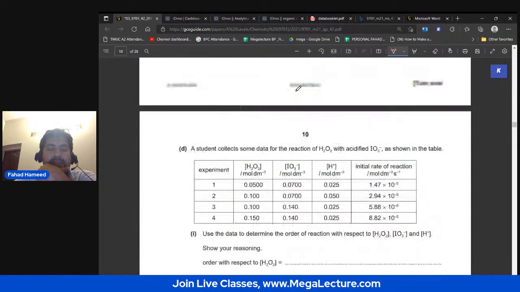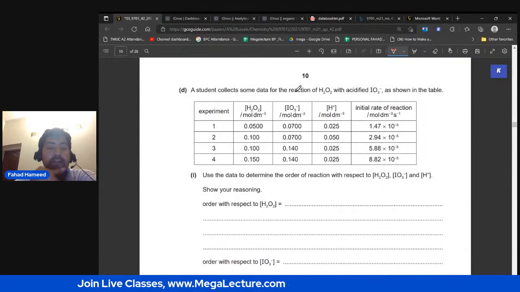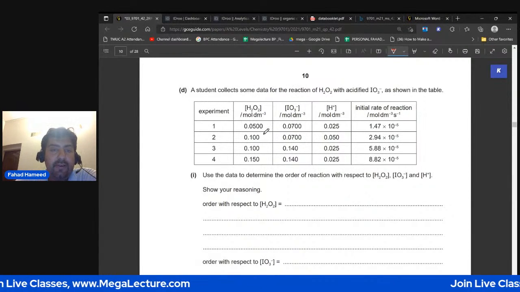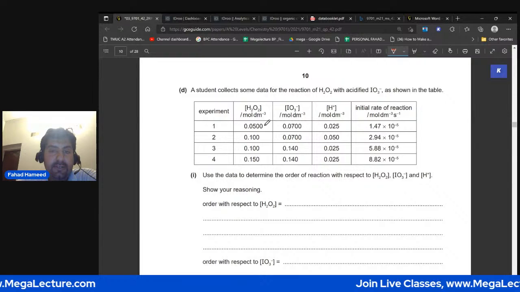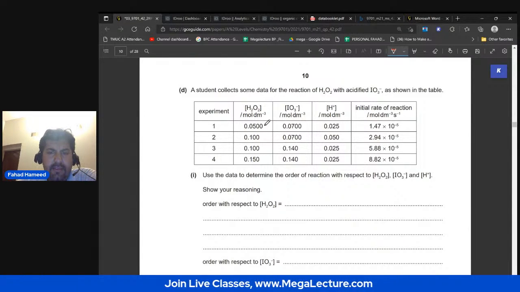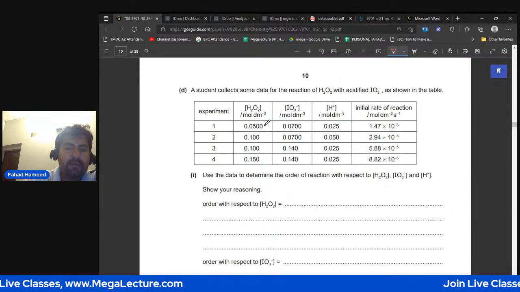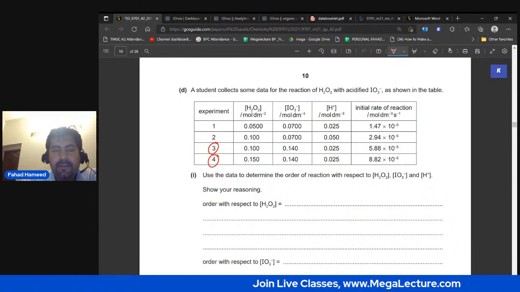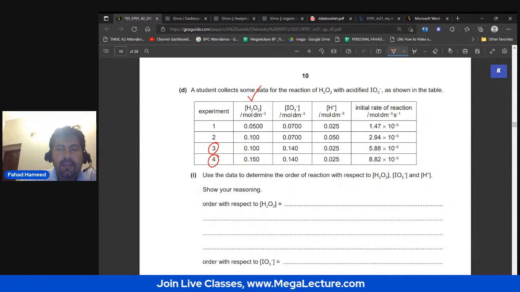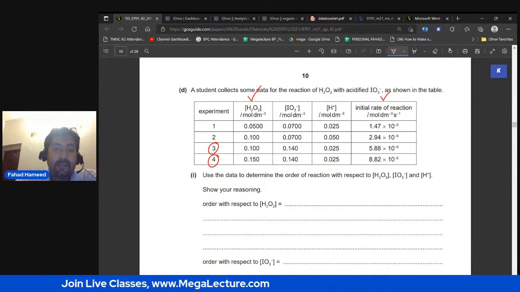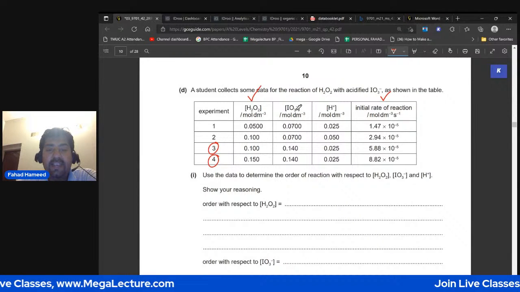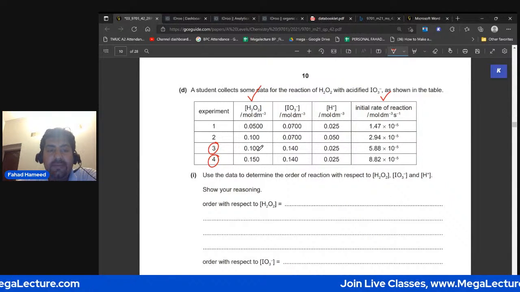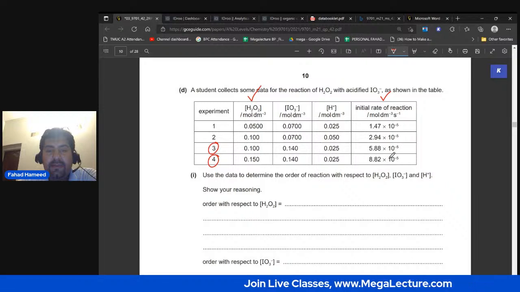This one is about orders of reaction. You have to find the order with respect to H2O2. So I'm going to look for reactions where only H2O2 is changing. I'm going to compare experiment 3 with experiment number 4, because that's my variable, and see how the rate changes with my variable. Everything else has to be kept constant. So in experiments 3 and 4, this is kept constant.